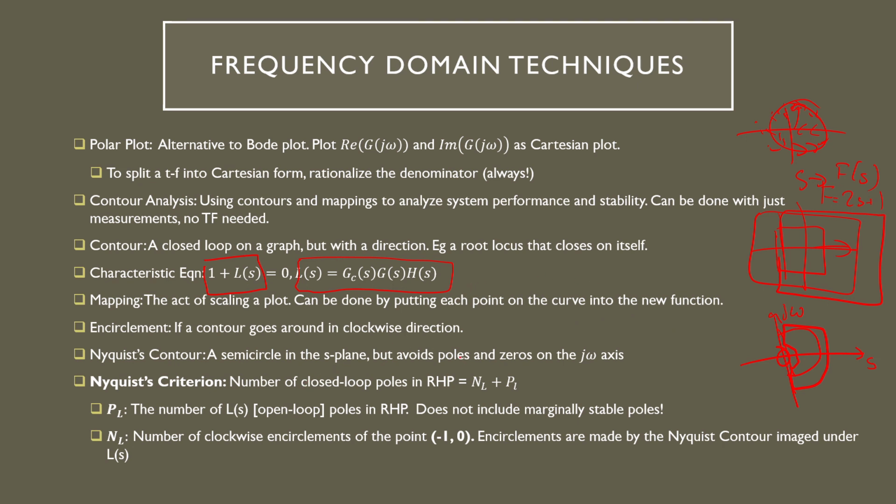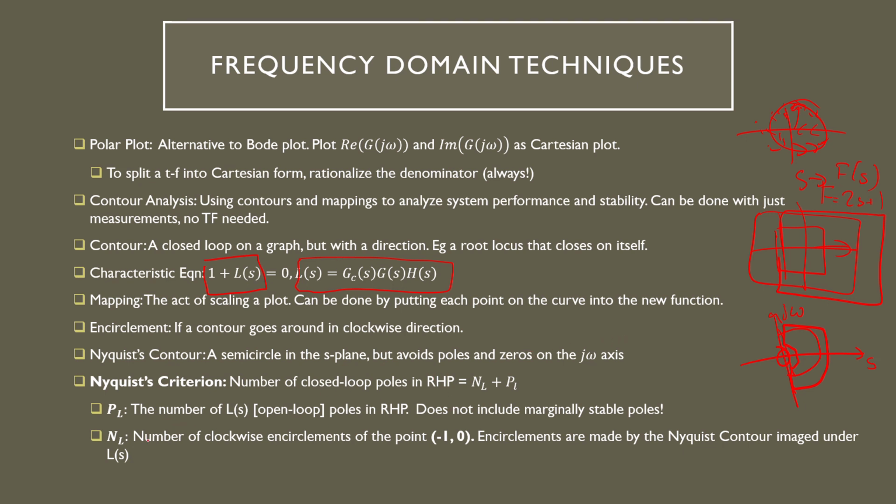Then Nyquist came up with probably his most important theorem outside of his sampling frequency thing. The number of closed loop poles in the right half plane is always equal to NL plus PL. And the stability of a system, remember, is determined by the number of closed loop poles in the right half plane. So if this number is 0, then you're goated, like it's pretty easy.